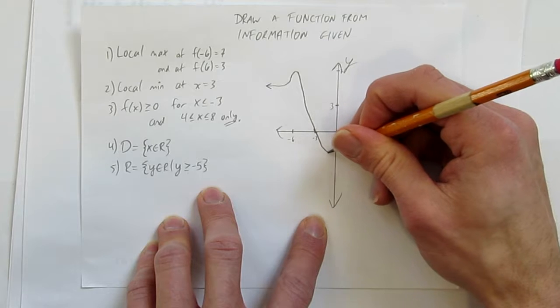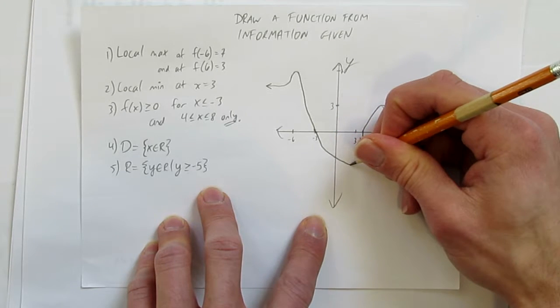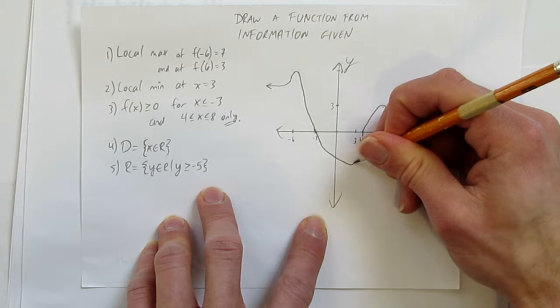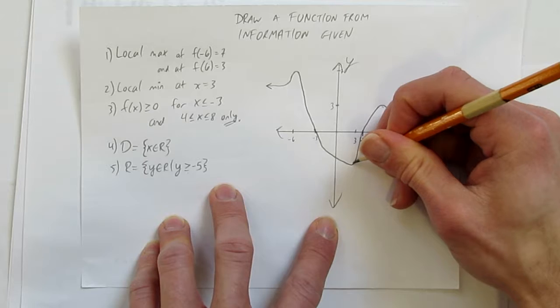So I'm going to come down, down, down, down. But at 3, that's got to be my low point. And then I'm going to race back up to hit this 4. I got a nice local minimum at 3. Yeah, I like it.